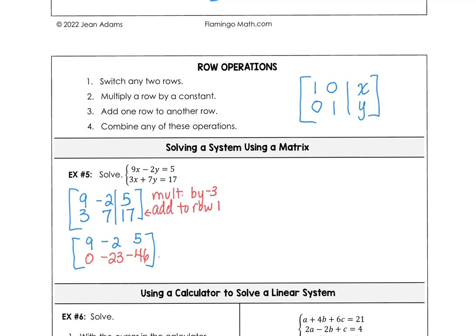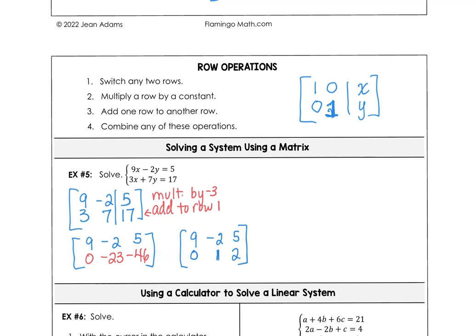So what do you notice about 23 and 46? You see a relationship there? That if we divide by -23, we can get a new matrix. So we could keep 9, -2, 5, and this would be 1. And if I divide -23 by -23, I've got this 1, which is one of the things I'm wanting. I want that 1. And then -46 divided by -23 is 2. Okay? Now what else can we do?